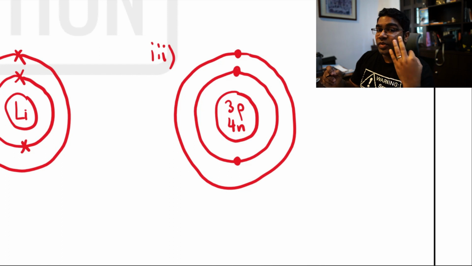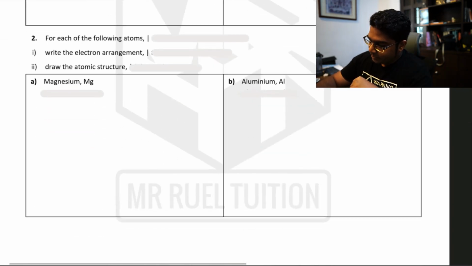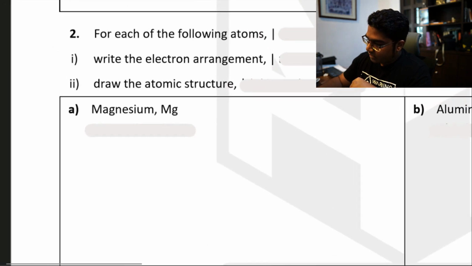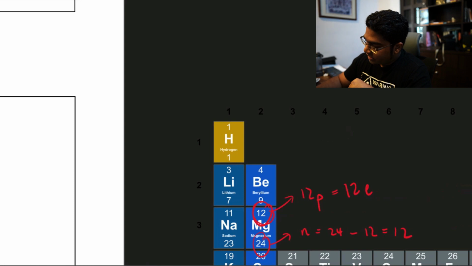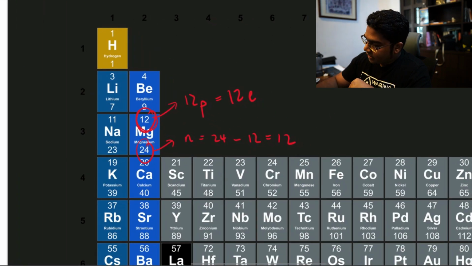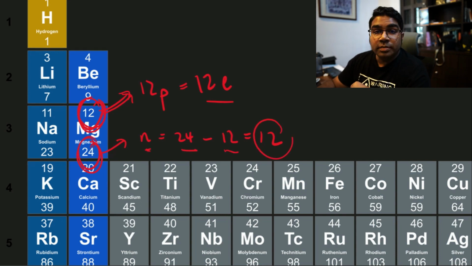Let's try an atom with 3 shells. So let's do magnesium. Alright, so let's look at magnesium in the periodic table of elements. This is magnesium. So I've already done the calculations here. Magnesium has 12 protons, so 12 electrons, and the number of neutrons would be 24 minus 12, the nucleon number minus the number of protons, which is 12.